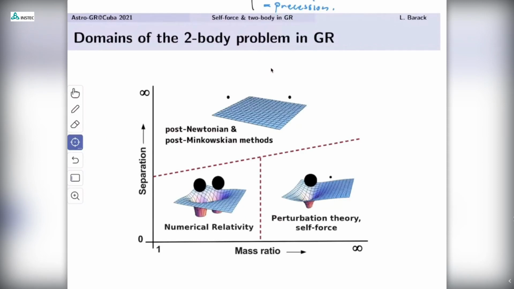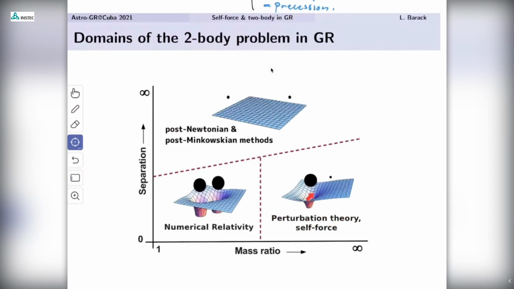Now, what I mostly want to talk about is this corner of the parameter space, where you have another small parameter, and that's the mass ratio. As I move here, we're looking at systems where one of the objects is much larger than the other. And here again, you can do an approximation method, this time based on an expansion in the small mass ratio. And this is our territory, the territory of black hole perturbation theory, or what we call self-force.